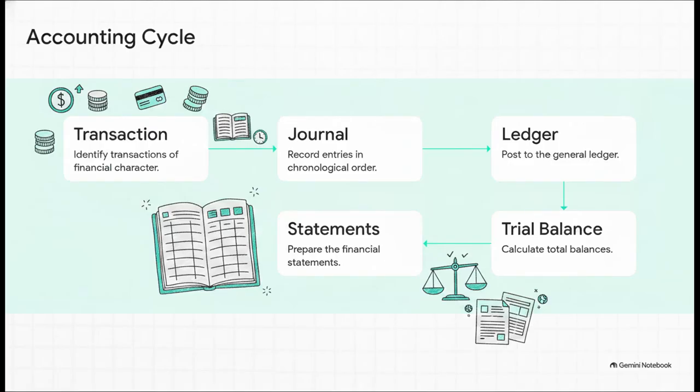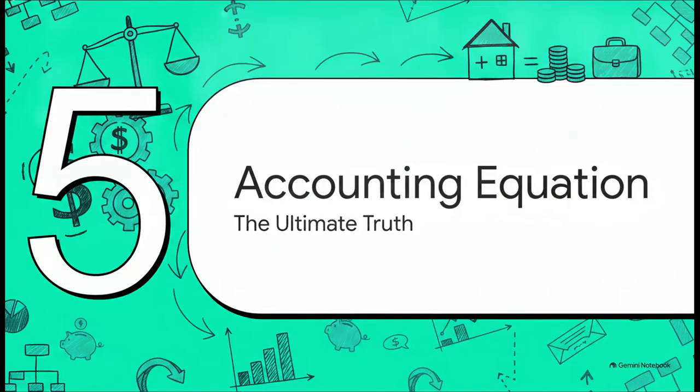It always starts at step 1, identifying the financial transaction. Then step 2, we log it chronologically in the general journal, our book of original entry. Step 3, we categorize it by posting it over to the general ledger. Step 4 is preparing a trial balance just to double check our math. And finally, step 5, we summarize the whole shebang into our financial statements to show the world how the business is doing.